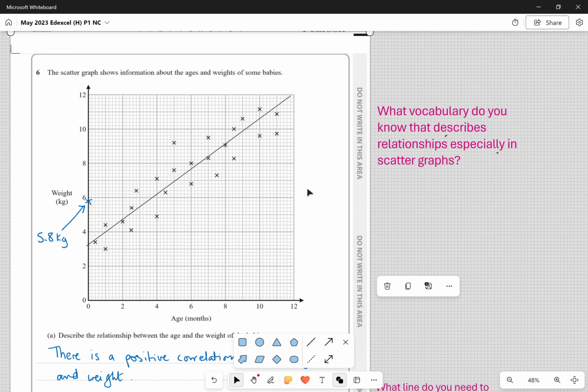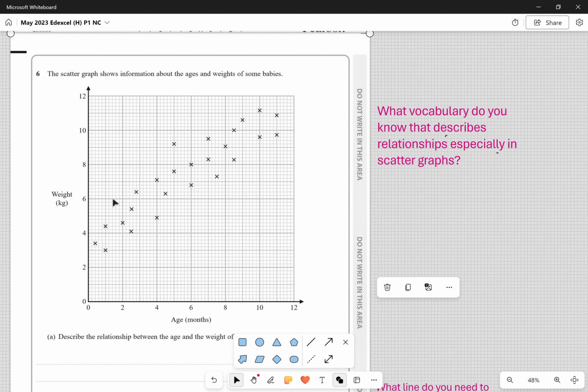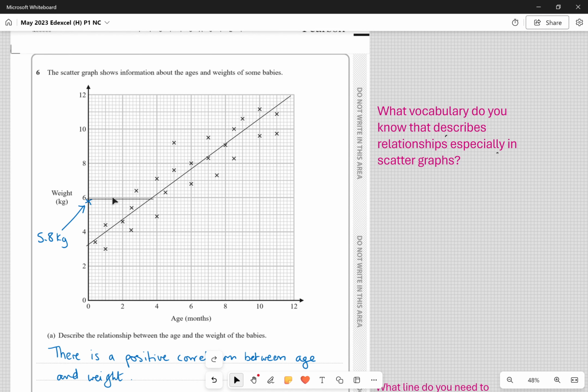Okay, so now that we've drawn our line of best fit, what we do is we take a line from our 5.8, and we're going to start there because that's the information that we know. That's why we're starting there. So we'll take this, move it. There's our 5.8. That's where we marked it.